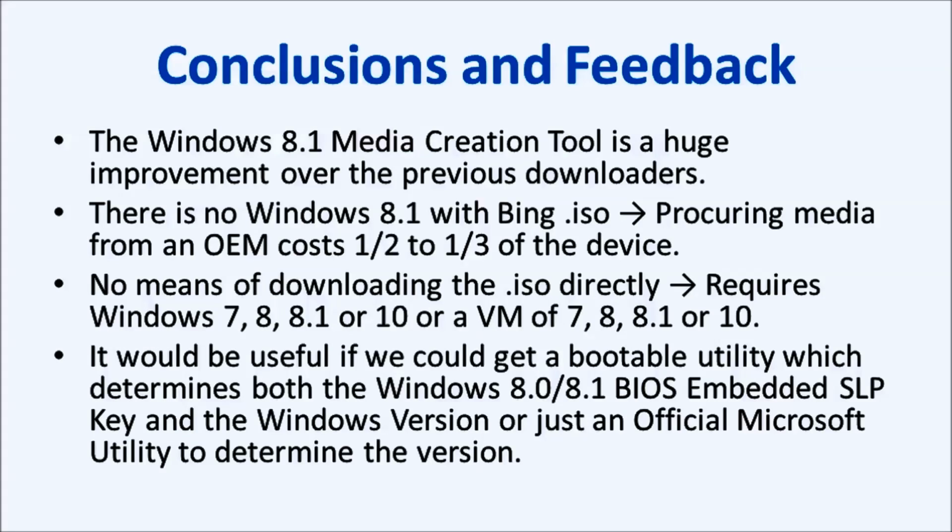Also, there's no means of downloading the ISO directly, so for non-Windows 7, 8, 8.1 or 10 installations, use a virtual machine of Windows 7. Windows 7 has a direct download link to an ISO installation file which you can use to install Windows 7 in a virtual machine in VMware Player. And you can have a look at this on my Windows installation guides.